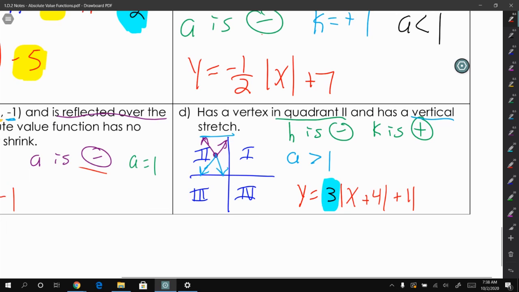So hopefully talking about the graphs of absolute value functions and how to graph those previously made this a little bit easier to grasp.